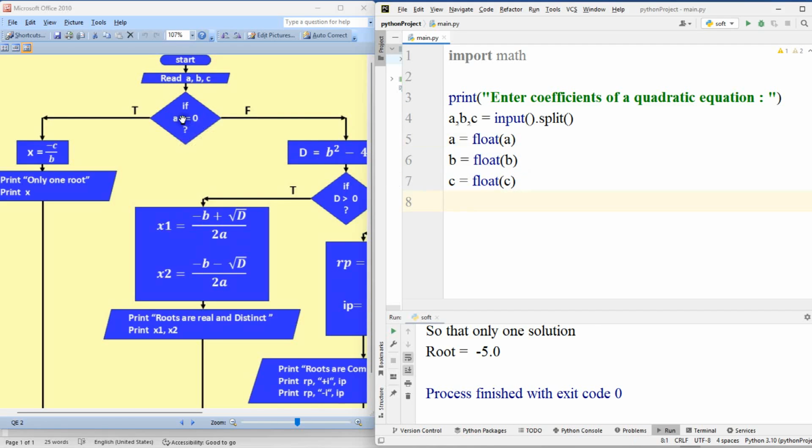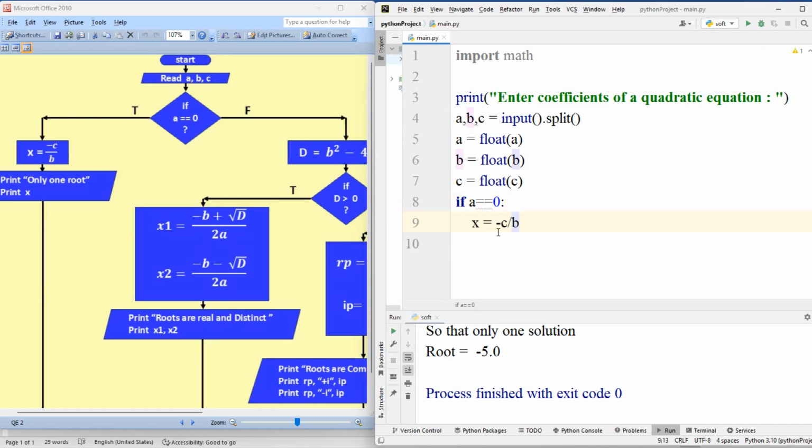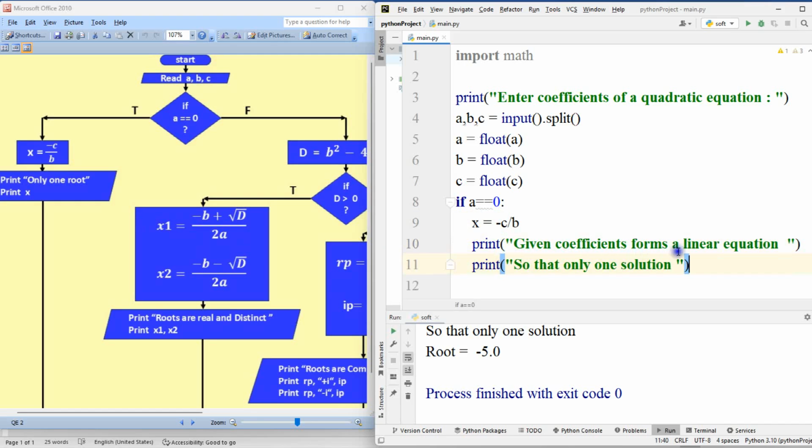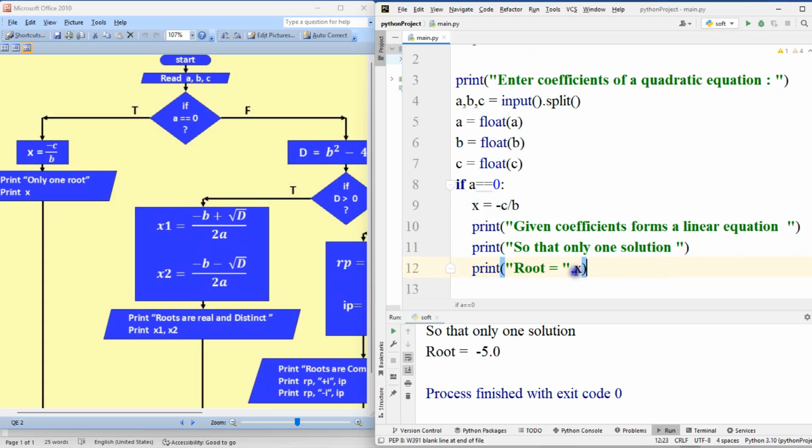After that, the next step is to check whether the value of a is equivalent to 0 or not. You can see here in the flowchart, a is equivalent to 0. If it is true, then we have to find the value of x using this expression: x is equal to minus c by b. Before displaying the value of x, the characteristics of roots are like this: the given coefficients form a linear equation, so there is only one solution. What is that solution? That solution is the x value, that is, root is equal to x.